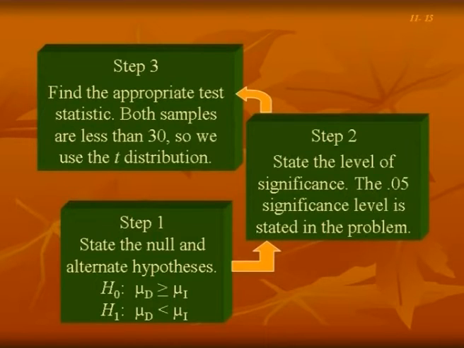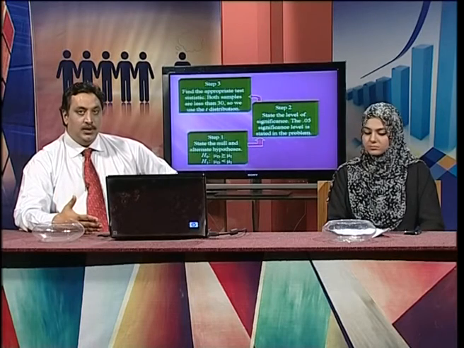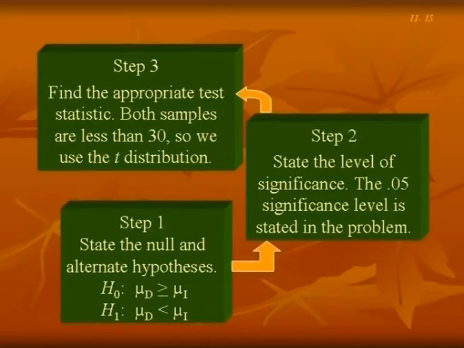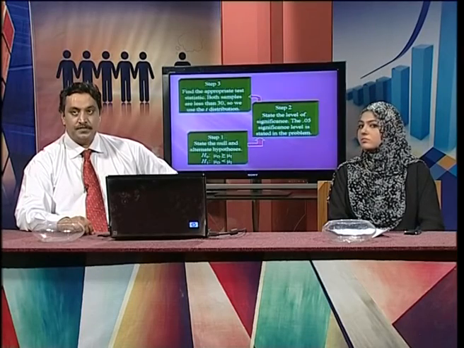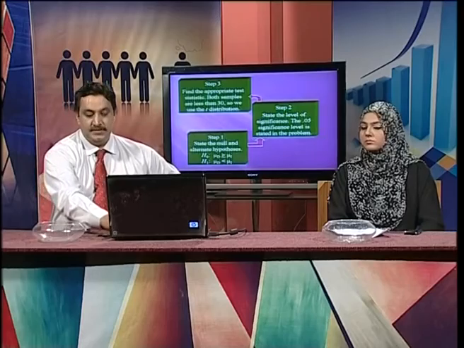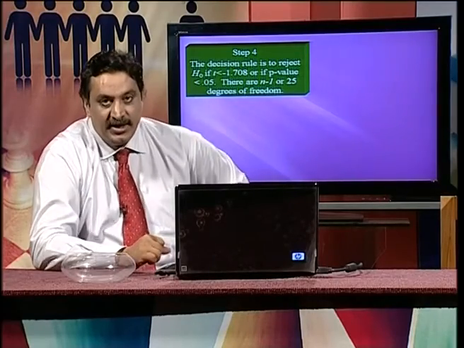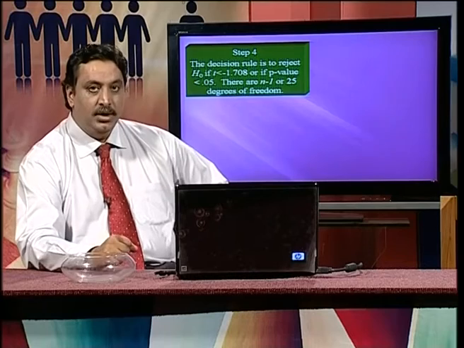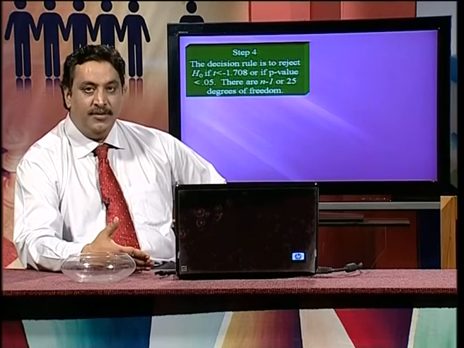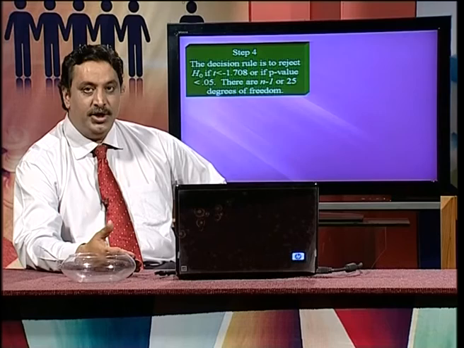These are the systematic steps of using the t-test. First, we formulate the null hypothesis and the alternate hypothesis. In step 2, we define the level of significance at which we test our hypothesis. In step 3, find the appropriate test statistic. Both samples are less than 30, so we use the t-distribution. And in step 4, we define the critical region and accept or reject the null hypothesis with reference to the tabulated value of t.